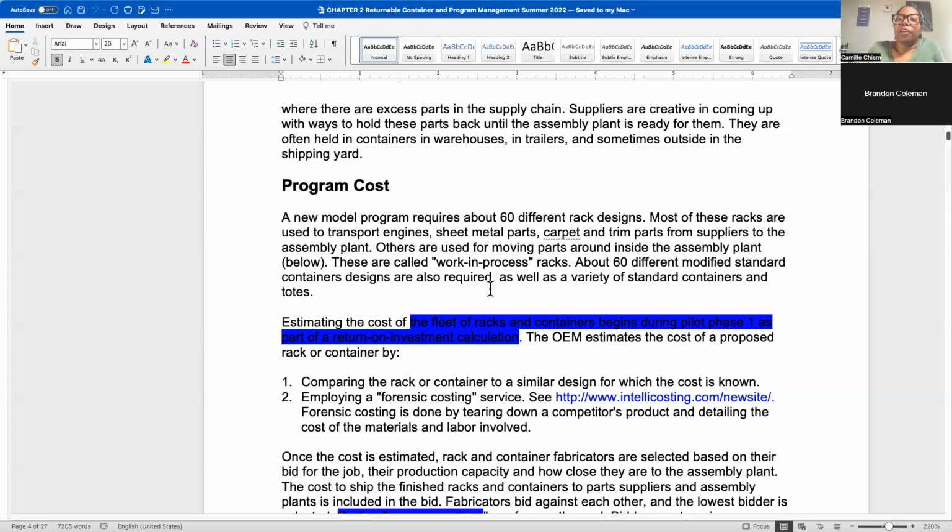Because if they don't know what the cost is, then it will cause the program to not have the right cost of the vehicle. The packaging could make a vehicle profitable or unprofitable. Generally, it doesn't happen, but it is possible to happen. I can give you one example.